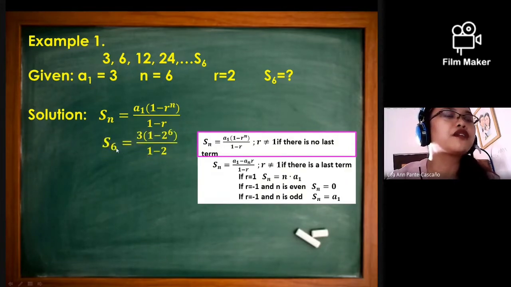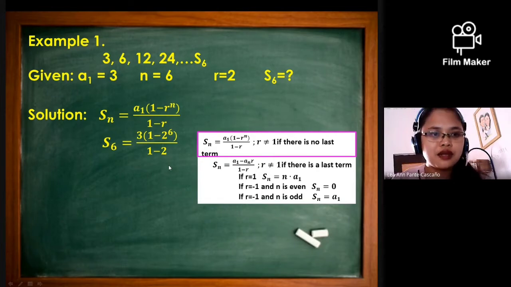Substitute the values. We're looking for S sub 6. 3 for the first term, times the quantity of 1 minus the ratio 2 raised to 6. Why did it become 6, ma'am? Because our n is 6. All over 1, copy 1, minus the common ratio, which is 2, so that is 1 minus 2.